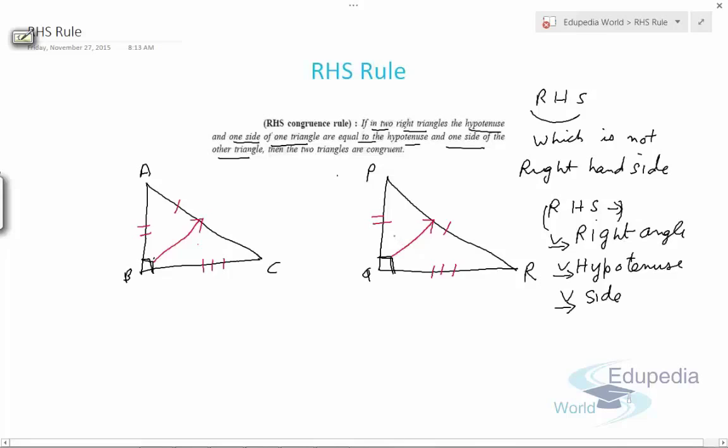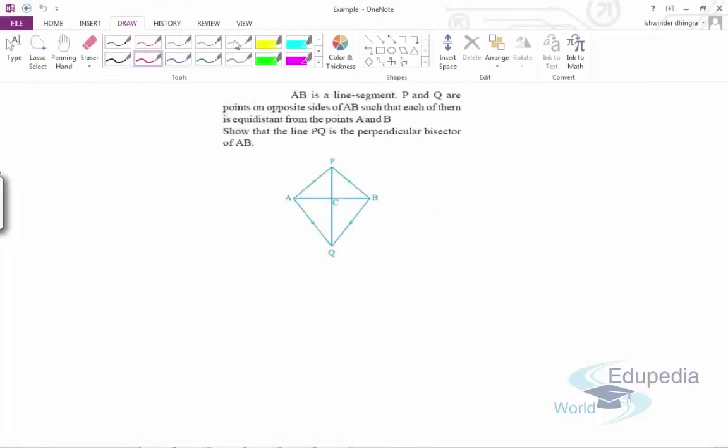So we have discussed two rules: one is SSS rule and another is RHS rule. First we'll discuss some examples related to these rules, and then we'll do some questions which are very important from the exam point of view. So let's get started with the first example.